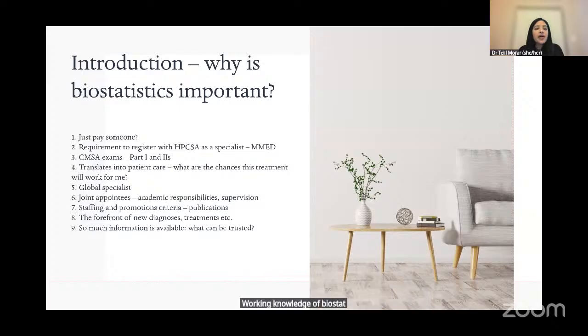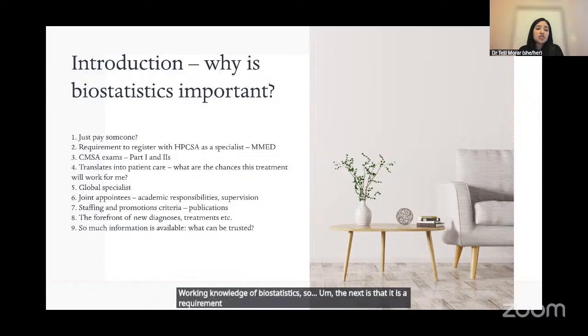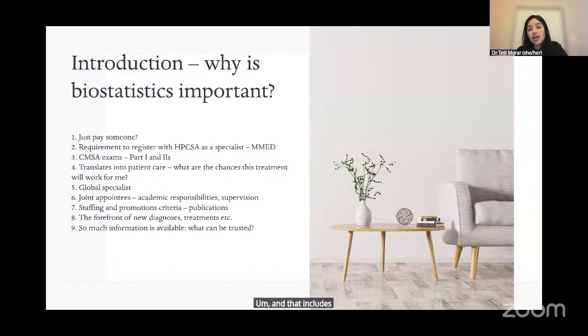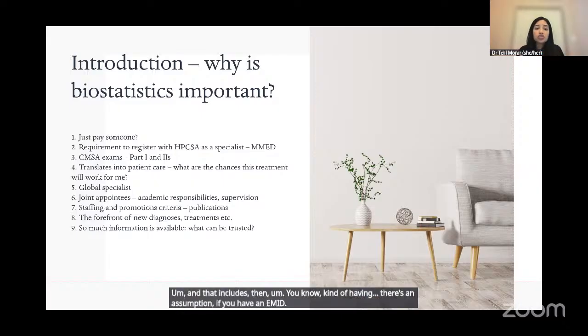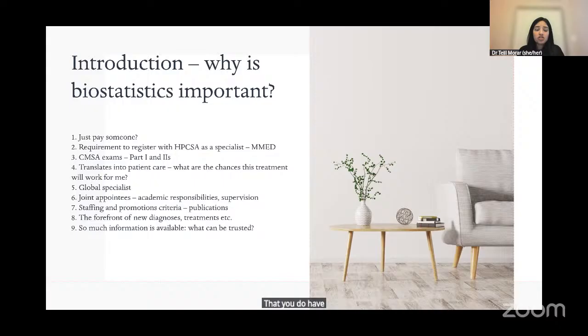The next reason is that it is now a requirement to register with the HPCSA as a specialist in terms of your MMED. And that includes an assumption that if you have an MMED, you do have basic knowledge around statistics.